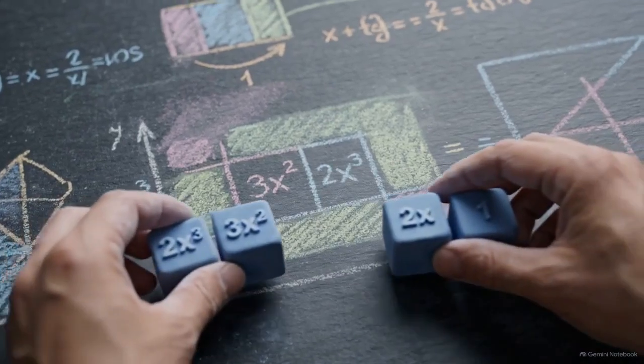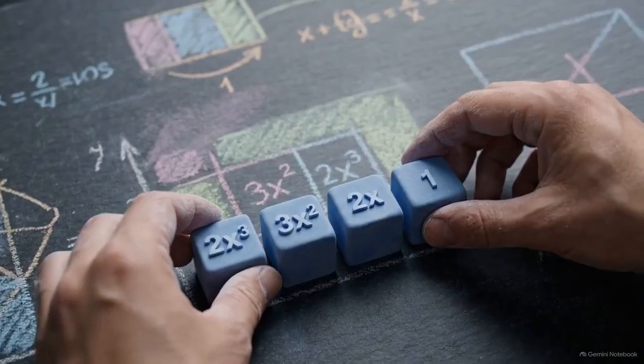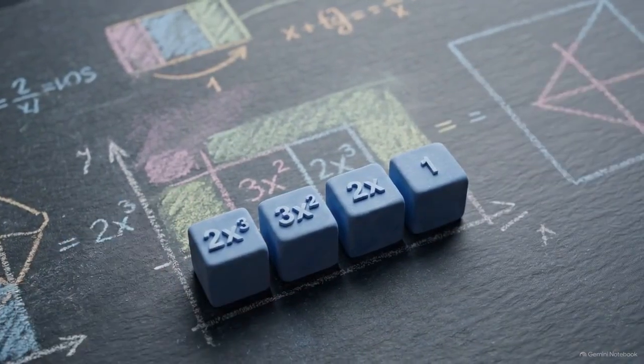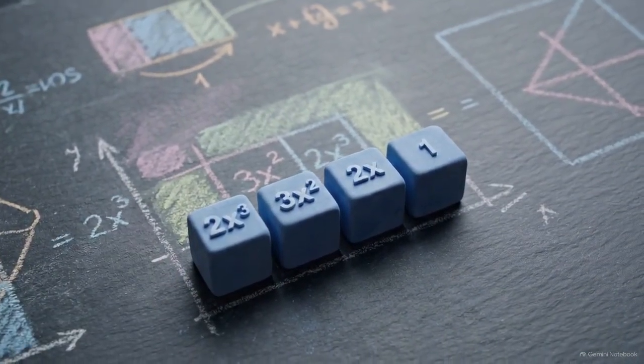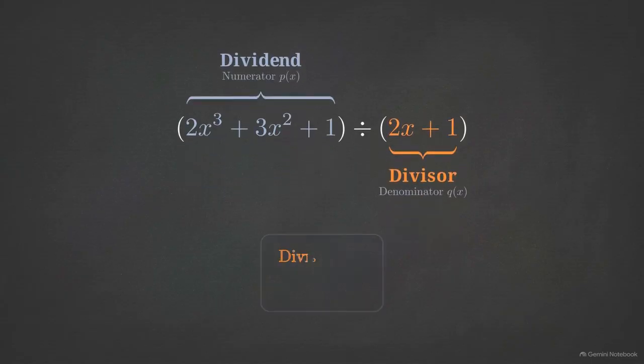Long division logic remains consistent from basic arithmetic into variables and exponents. We use a familiar grid to bring these terms into a structured alignment. We'll demonstrate by dividing 2x cubed plus 3x squared plus 1 by 2x plus 1. Here, the numerator is the dividend and the denominator is the divisor. Remember, our divisor cannot equal 0.